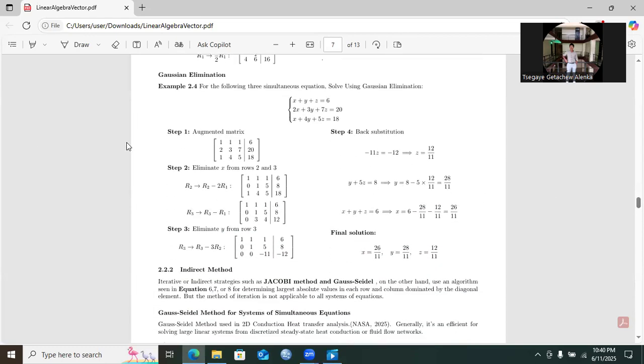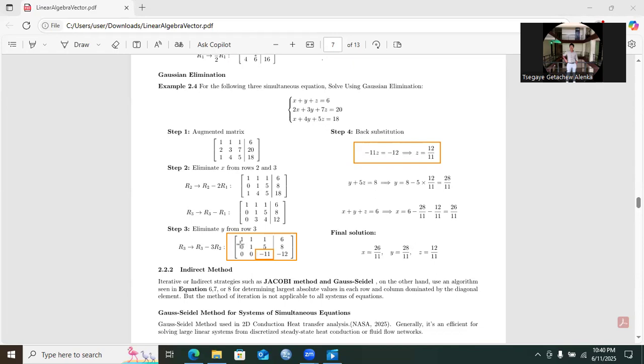Now see the last row, where all other entries are 0 except negative 11. If you put the last row back into equation form, you will have minus 11 times z equals 12. Thus, the value of z is 11 over 2.